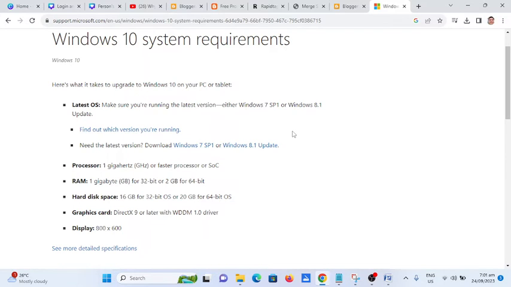For the hard disk drive, we have 16 gigabytes for the 32-bit operating system, and 20 gigabytes for the 64-bit operating system. The graphics is DirectX 9 or later with a WDDM 1.0 driver, and the display is 800 by 600.